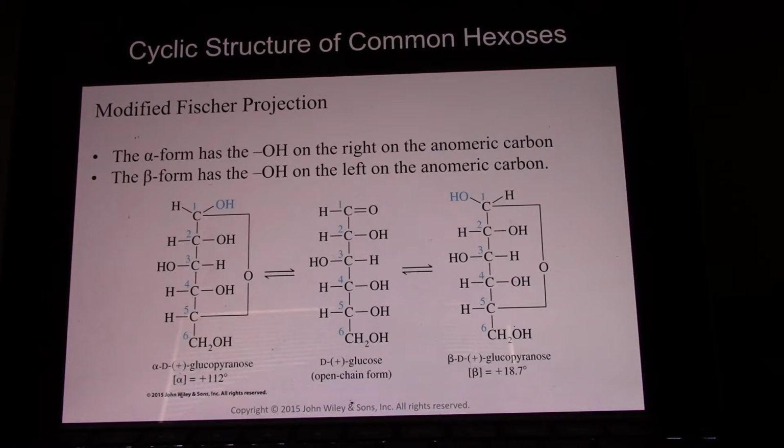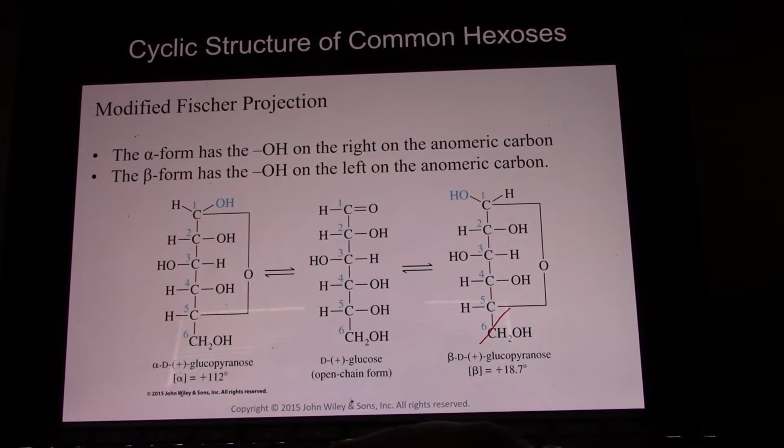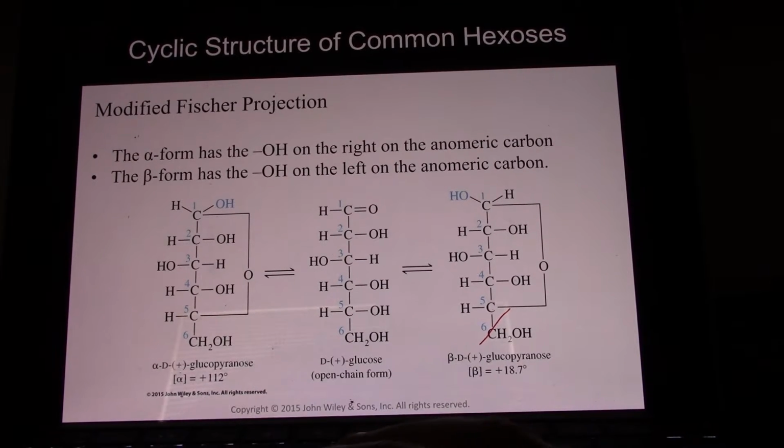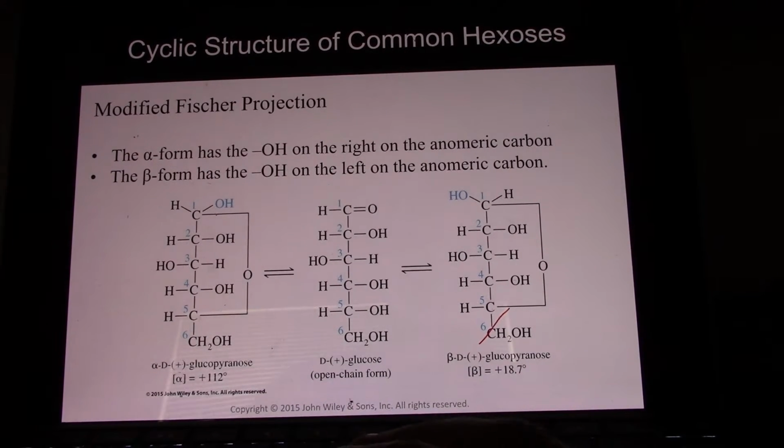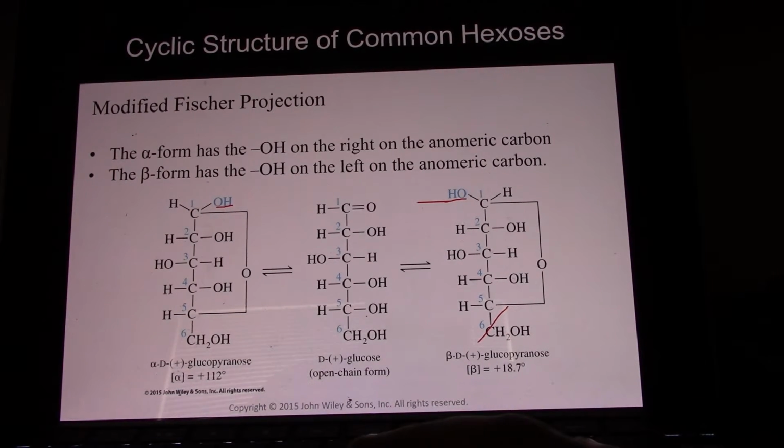Modified Fischer projection. The alpha form has the OH on the right of the anomeric carbon. The beta form has the OH on the left of the anomeric carbon. So this is alpha. And again, this oxygen here attacked that carbon to produce this hemiacetal. In alpha, it's on the left. Beta, it's on the right. And so it's this oxygen right here that is doing the attacking.